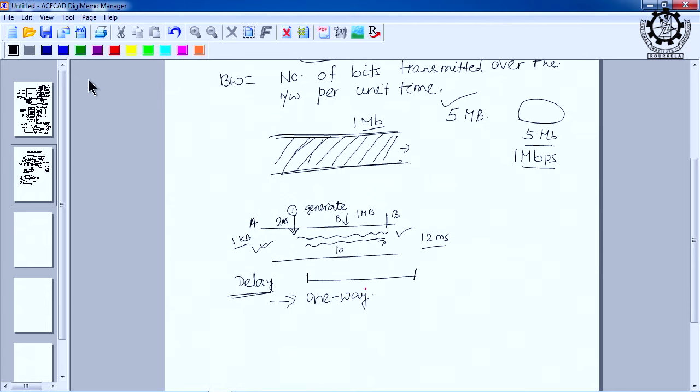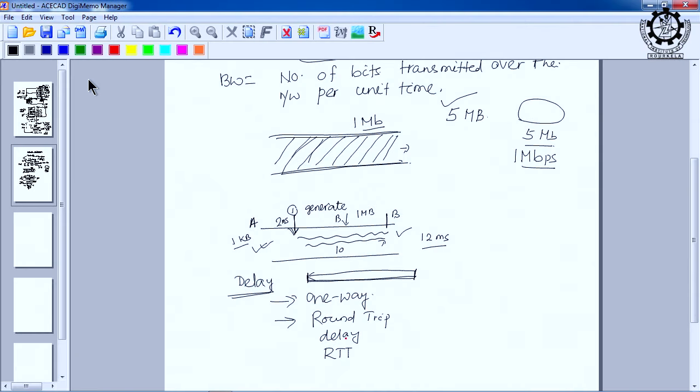Let us say the requirement of the scenario is that the data should go to the receiver and again come back to the sender. We say that is a round trip delay, or usually termed as RTT, round trip time. So, either the delay could be one way delay or it could be a round trip time delay, the RTT. Now delay consists of three major components.